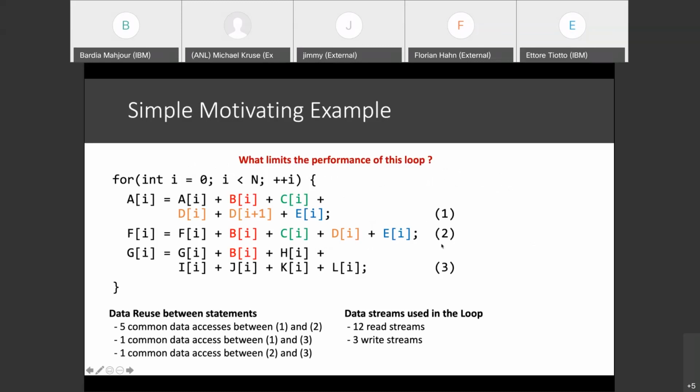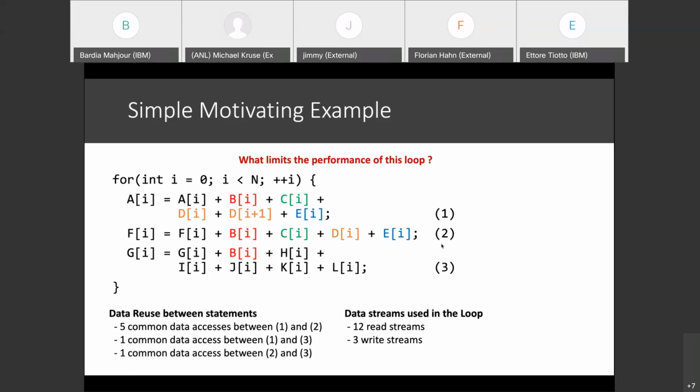We have a loop on I that goes from 0 to n, where we have a number of array accesses in 3 different statements. The first statement accesses A, D, and D at the next element, and the array is D. The second access is again the same array element as the first one, B. So B, C, D, and E are accessed also by the second statement in the loop. And then the third statement in the loop will reuse again the element B sub I and nothing else.